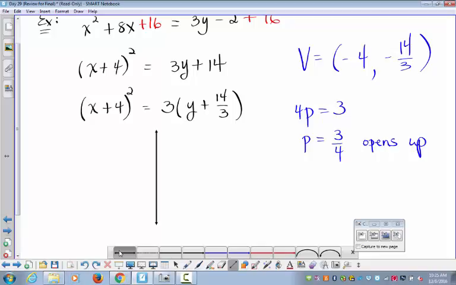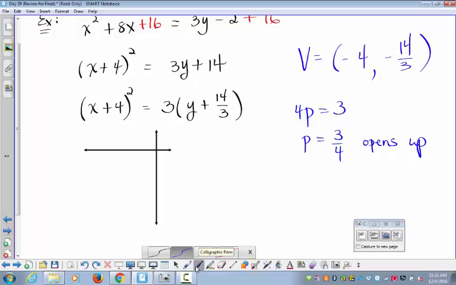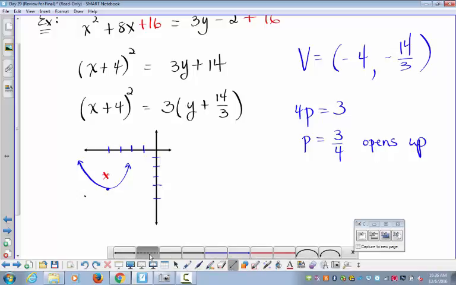Find our directrix and focus. The vertex is at -4, and the y-value is between -4 and -5: 1, 2, 3, 4, 5, somewhere over here. Vertex, and it's opening up. Again, we're drawing this sketch more than anything to orient ourselves so that we can find F and D without mixing up signs and things like that. So we know that the focus is going to be somewhere inside the cup, and the directrix is going to be below.